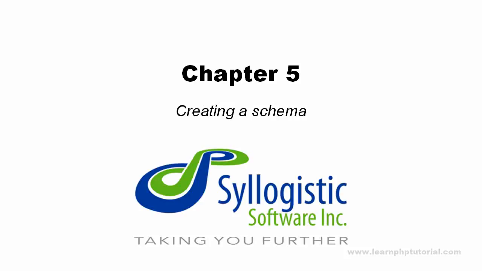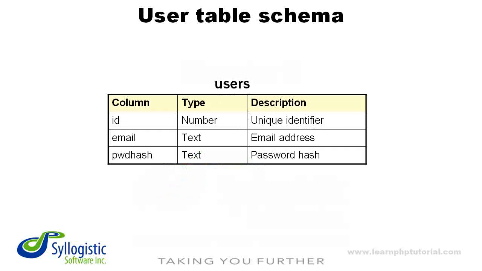Next, we're going to create a table more like the ones you'd actually use in a PHP web application. The first table will keep track of all registered users. We'll give each user a unique identifier, track their email address, and save a hash of their password.